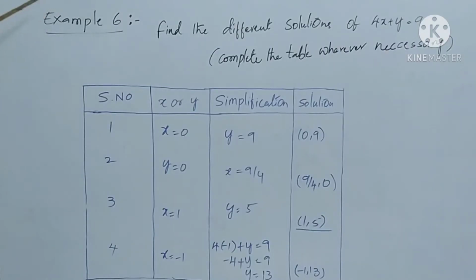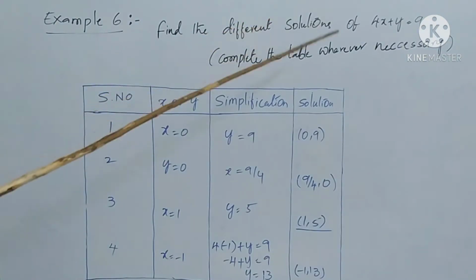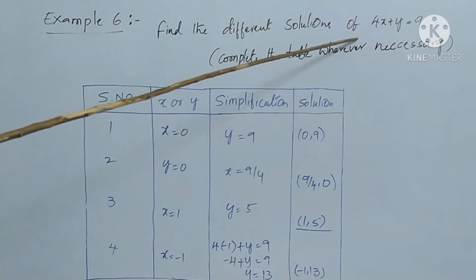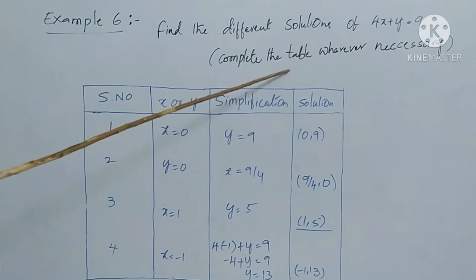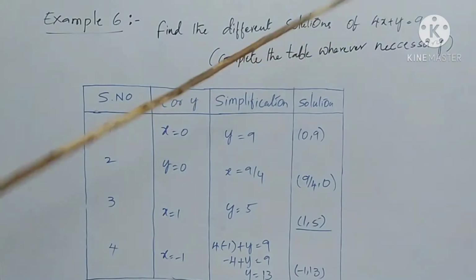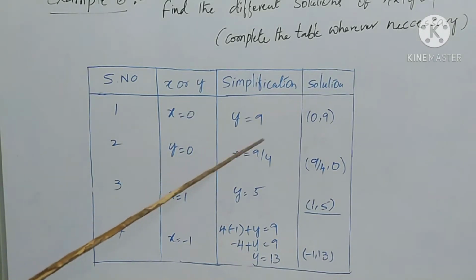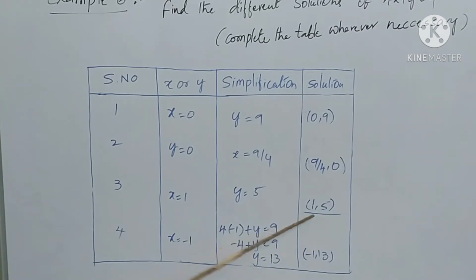This is our example 6 based on solution of a given linear equation in two variables. So our question: find the different solutions of 4x plus y is equals to 9. Complete the table wherever necessary. Here this is the given table. So these are the solutions of the given linear equation. The question marks are the third solution and the fourth simplification.